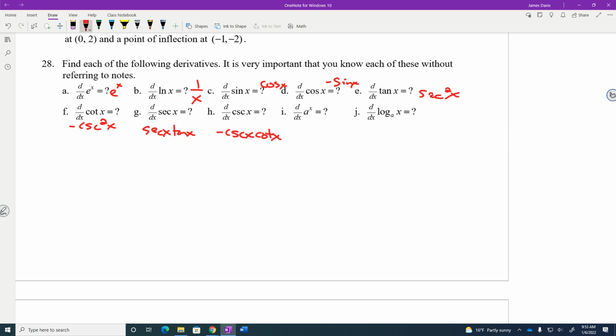All right, the base exponential function there. The derivative of a to the x is a to the x ln of a. And then the logarithm base a. That one's probably the one that you wouldn't know.